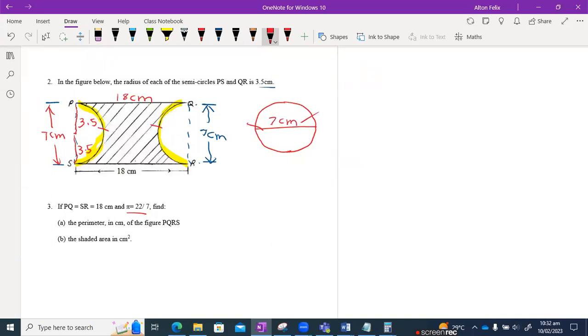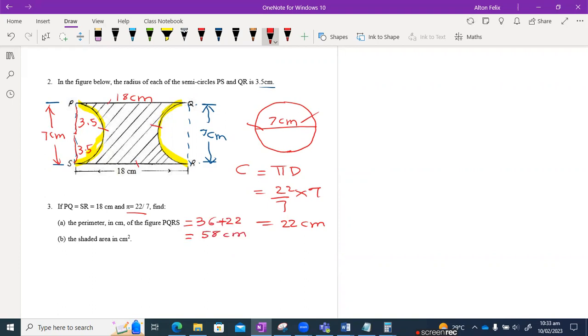So let's do that first. The circumference of the circle will be pi times diameter. So if pi is 22/7, and the diameter here, we agree, is 7, the circumference will be 22 centimeters. So the two distances shown in yellow will be 22 centimeters. Then we must add the 18 and 18, which is 36. So the perimeter of this figure will be 36 plus 22, which will give us 58 centimeters.